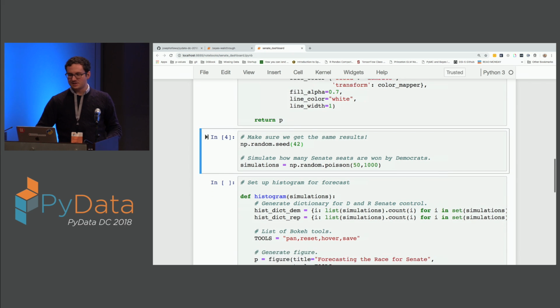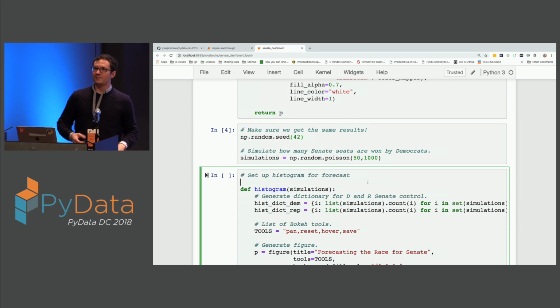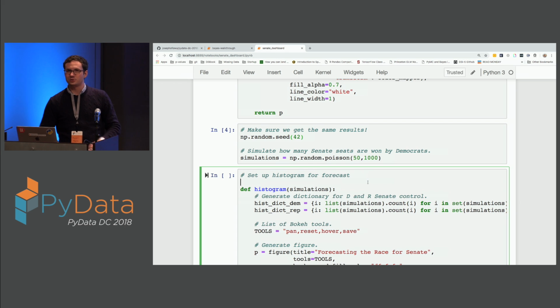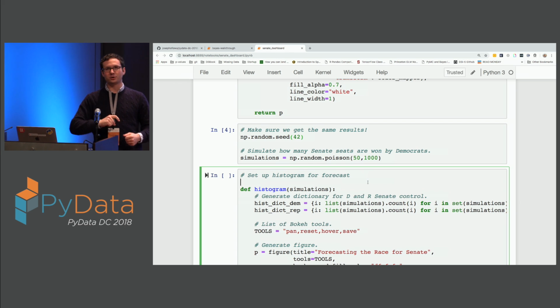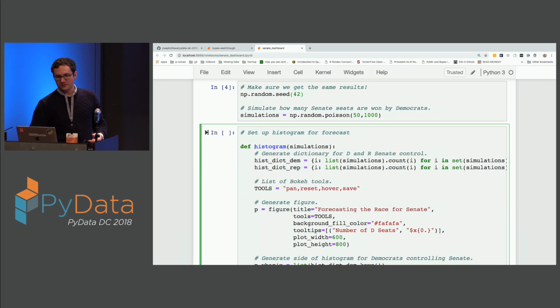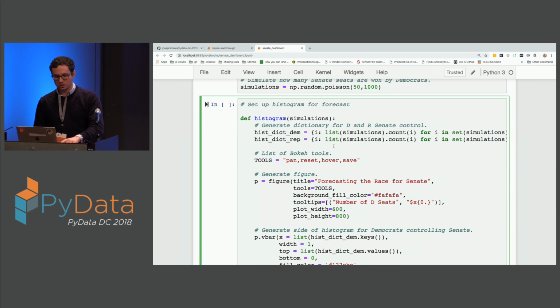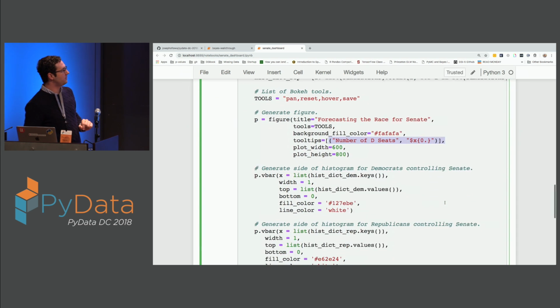I'm going to just simulate how many Senate seats are won by the Democrats. I'm just pulling this from a distribution rather than bringing in a bunch of 538 data, which will take more than the 5 minutes that we have left. And similarly, I've set up a histogram here, where this histogram is also going to be interactive. You'll notice that there's tools in here as well. You'll see something called a tooltip. We'll be able to visualize this in a moment.